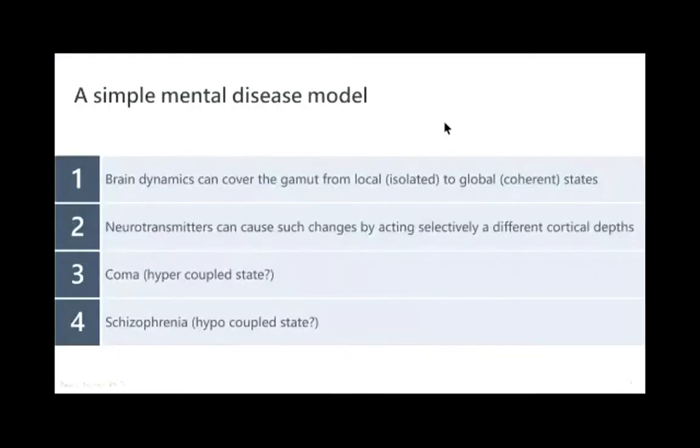This picture suggests a simple mental disease model. Number one, brain dynamics can cover the gamut from local, isolated to global coherent states. Number two, neurotransmitters can cause such changes by acting selectively at different cortical depths. Number three, coma is a hypercoupled state, and number four, schizophrenia is a hypocoupled state.